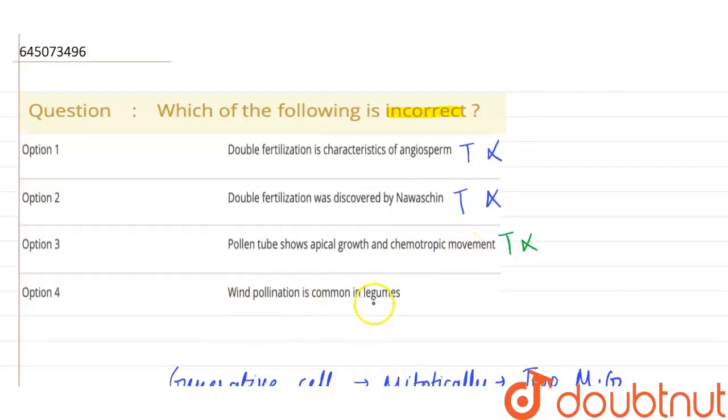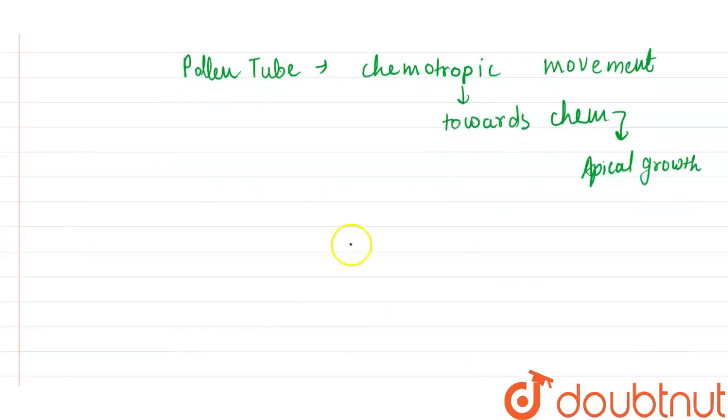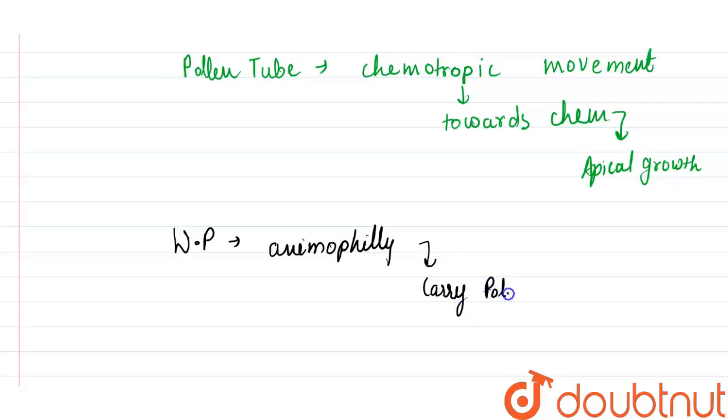Last option is wind pollination is common in legumes. This option is incorrect here, as we know that wind pollination is also known as anemophily, right? Wind pollination is also known as anemophily, which carries pollen with the help of wind.